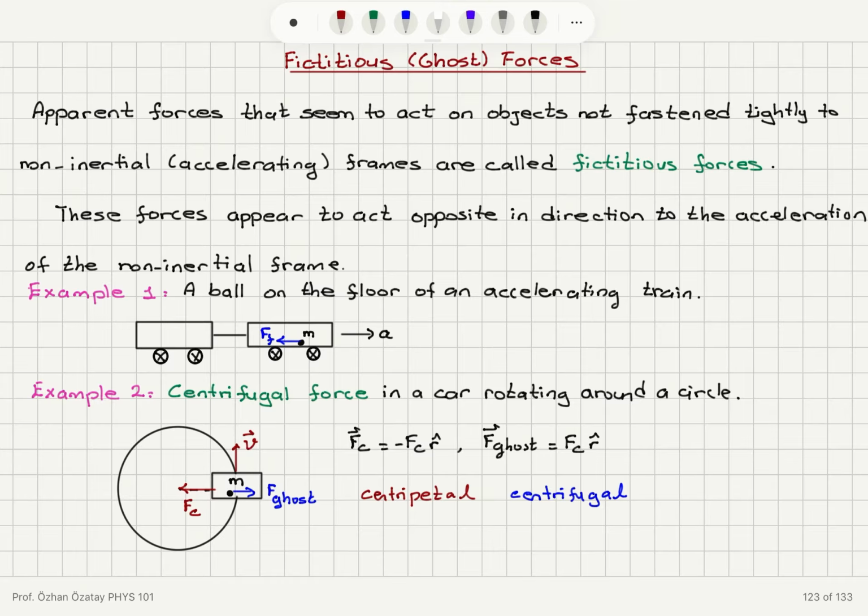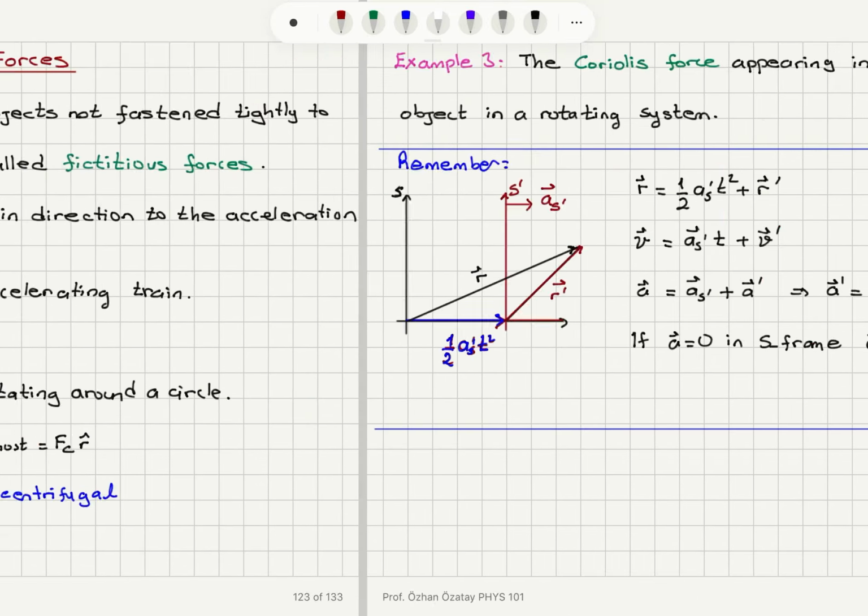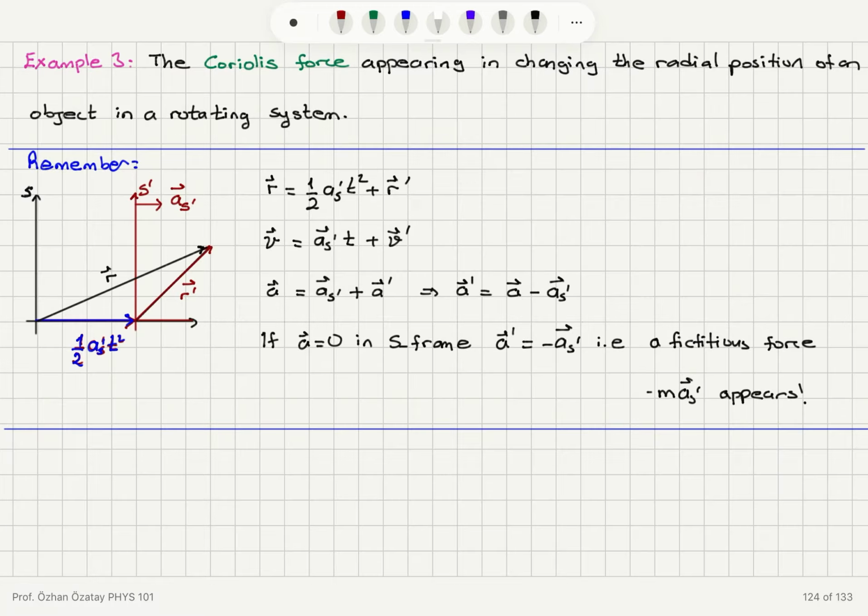Now, another example would be the Coriolis force. The Coriolis force appears when changing the radial position of an object in a rotating system. So you have a rotating system, therefore you have the centrifugal force, plus you're changing the radial position of this object, and you will see that the Coriolis force appears on this object.